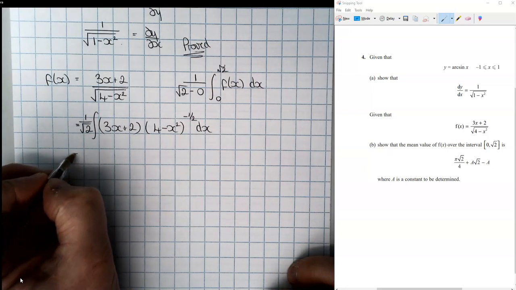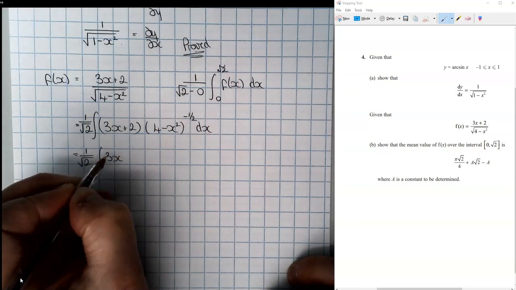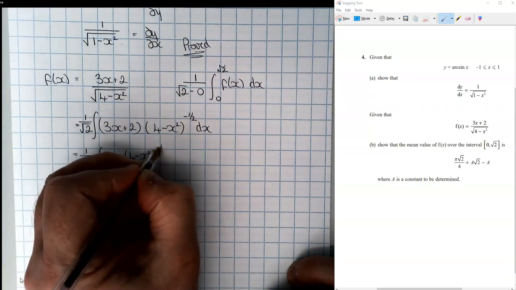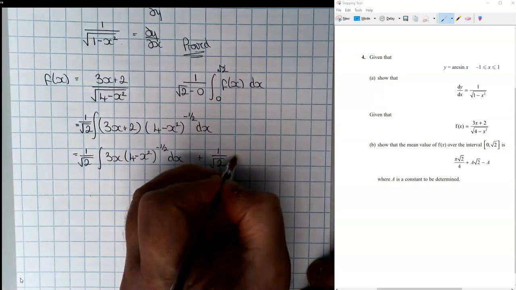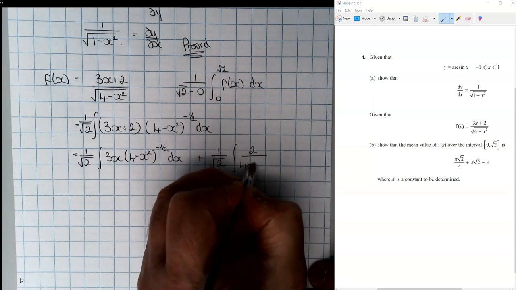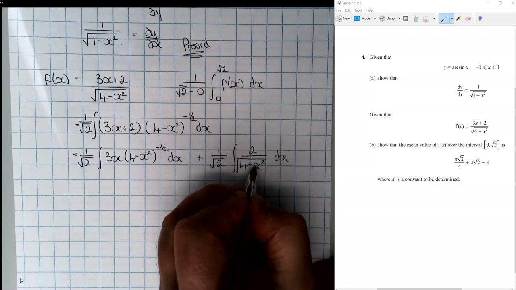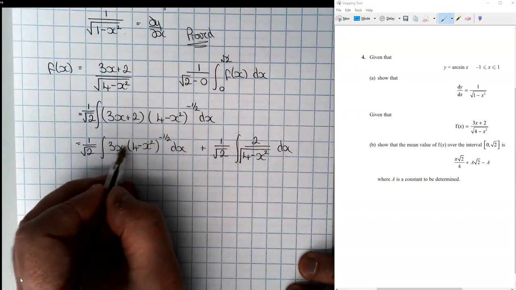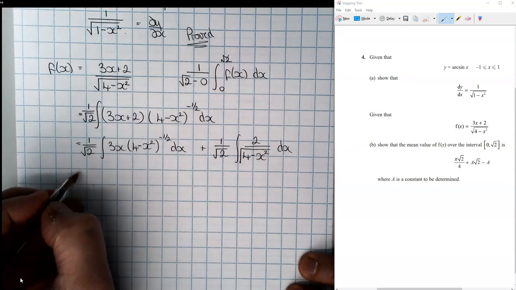Okay, so I'm going to split this integral into two. So I've got the integral of 3x times 4 minus x squared to the minus a half, and then I'm doing the integral of 2 over root 4 minus x squared. Okay, now we notice this second one is very similar to part A. This first one is the differential of this bracket generates me an x term. Okay, so if this was f of x, this is some multiple of f dash of x.